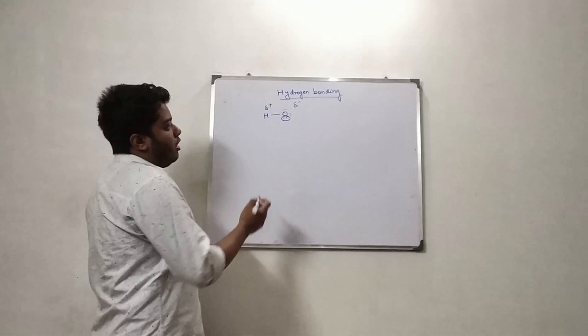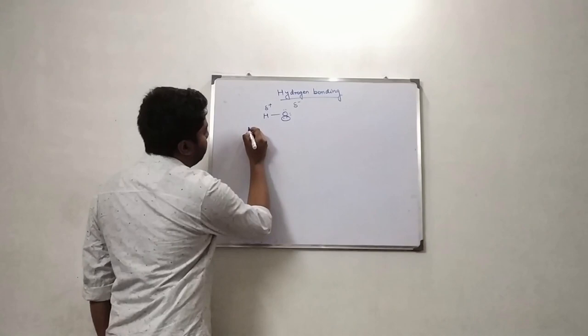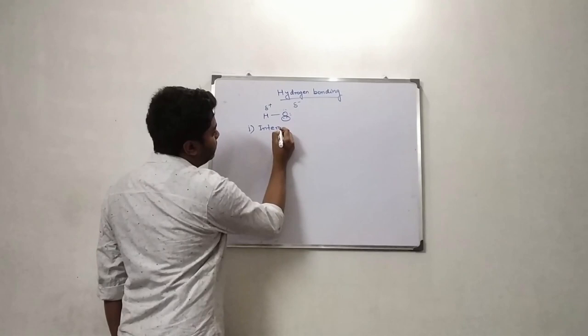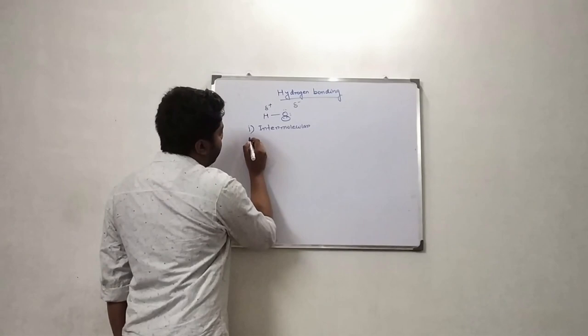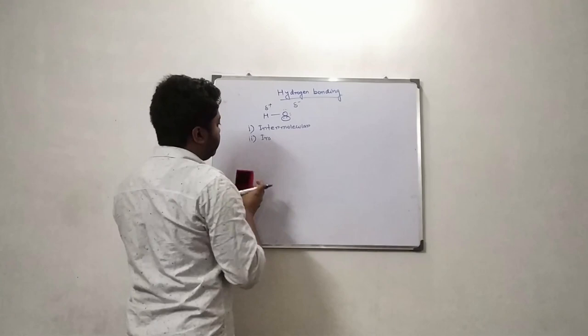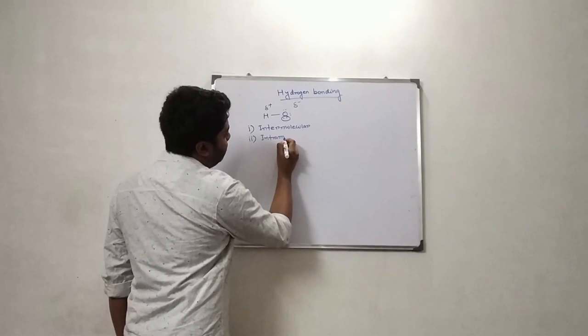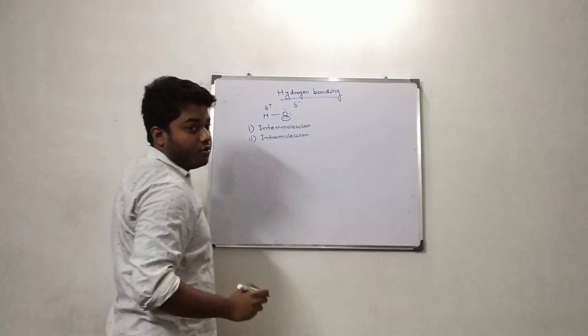Now, how many types of hydrogen bond? There are two types of hydrogen bond. One is intermolecular, another is intramolecular. Intermolecular hydrogen bonding occurs between different molecules.